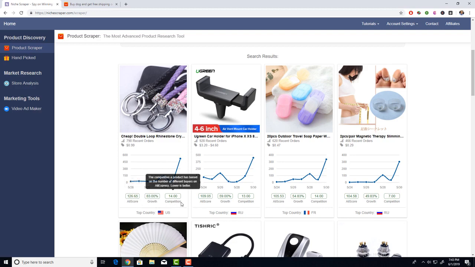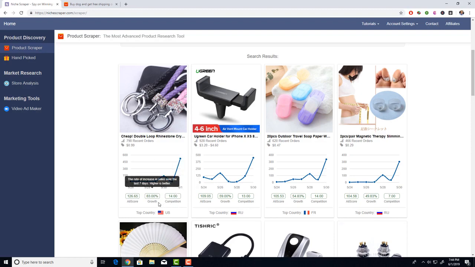The competition score essentially tells you how many different dropshippers are trying to sell this item. The lower number is better, so think lower competition is better. If you have a number 1 here, that's really good. That means there is only like 1 dropshipper who is making the bulk of these orders. If you have a number like 14, that's still pretty good. There's only like 14 people who are selling 790 of these orders. That's awesome. But if you have a number like 100, that means there are a lot of different dropshippers trying to sell this item, and not one person is dominating the market. So you want to look for a competition score that's relatively low.